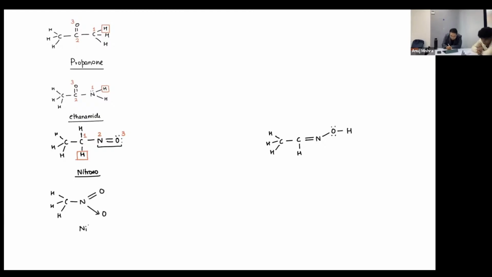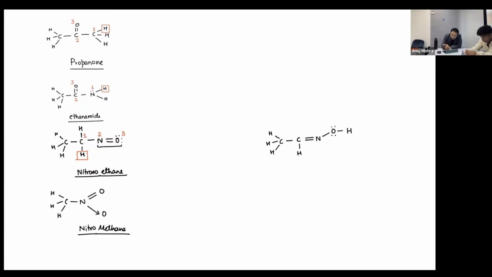This is the nitro group. Nitromethane we can say. It's a nitromethane, right? So one carbon is there. So the name is nitromethane. The previous one is nitrosoethane, if you want to write the diagram.